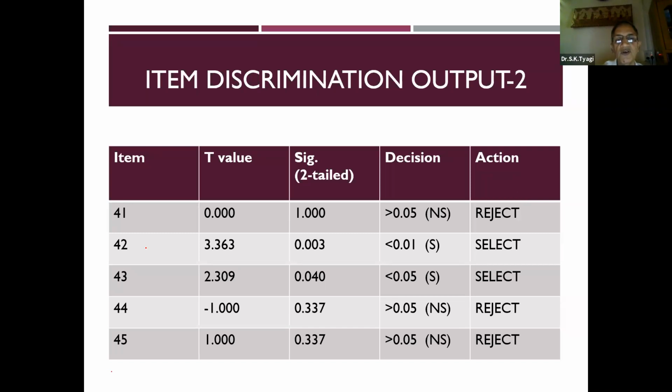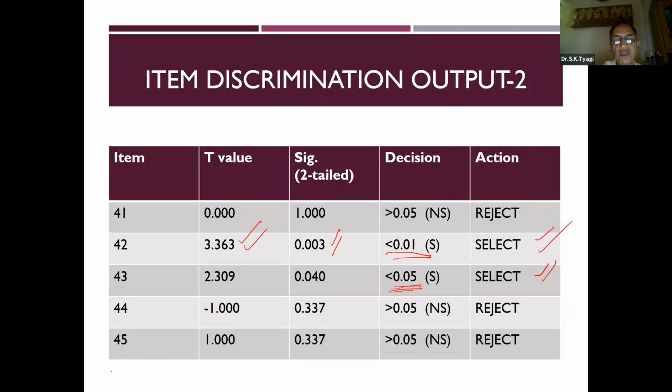Okay. Item 42. The t-value is 3.363. The significance value is this much, which is less than the alpha level. Therefore, this is a very good item. We should select this item. Question number 43. The t-value is this much. Now, we were not sure whether it is significant or not. It is significant at the 0.05 level because this p-value is less than this. Less than or equal is significant. Therefore, select the item. Significant means this item significantly discriminates between the two groups.